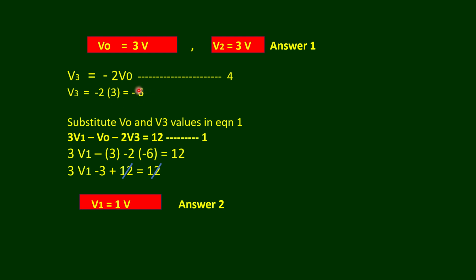Substituting this V0 value as well as this V3 value in equation 1. What is equation 1? That is 3V1 minus V0 minus 2V3 equal to 12. In this we substitute the values of V0 as well as V3. Then we get 3V1 minus 3 plus 12 equal to 12. So this 12 gets cancelled, and we get 3V1 equal to 3. That means V1 is equal to 1 volt. So this is the second answer.